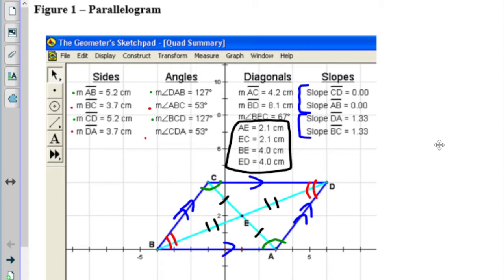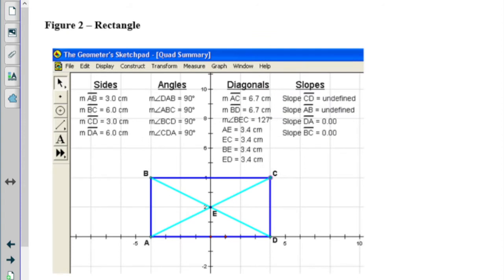Now keep an eye as we go through, keep an eye on these slopes, because one of the questions that we're going to ask with each shape is, do we have a parallelogram or not? And that question really is, are those pairs of slopes the same or not? So keep an eye on that as we move on to our rectangle.